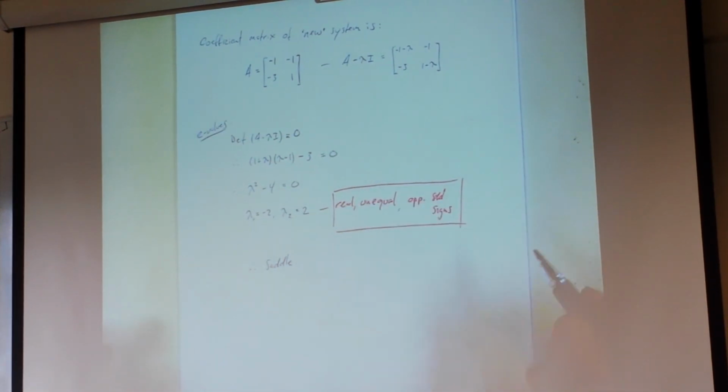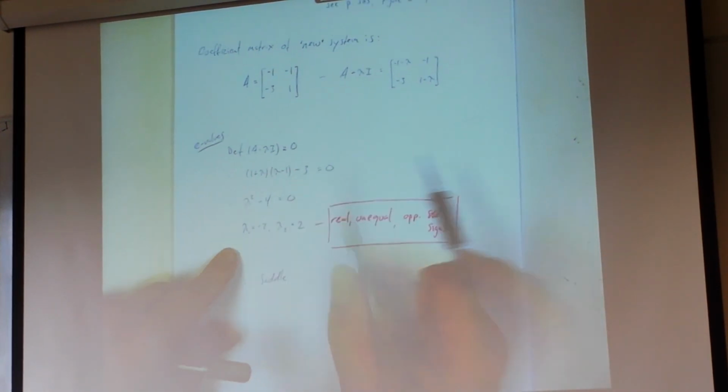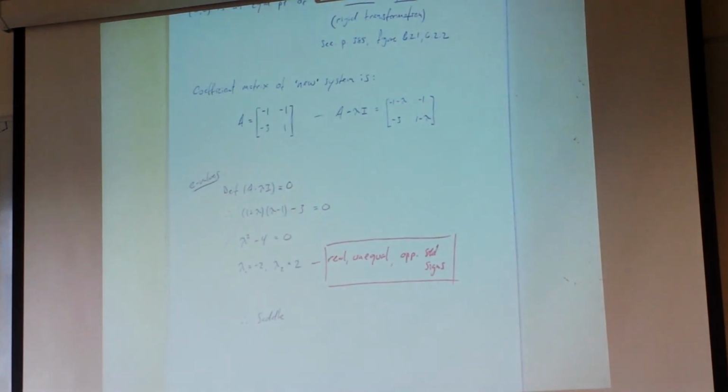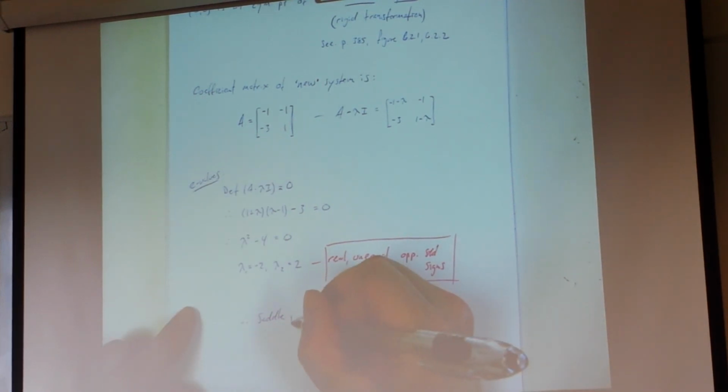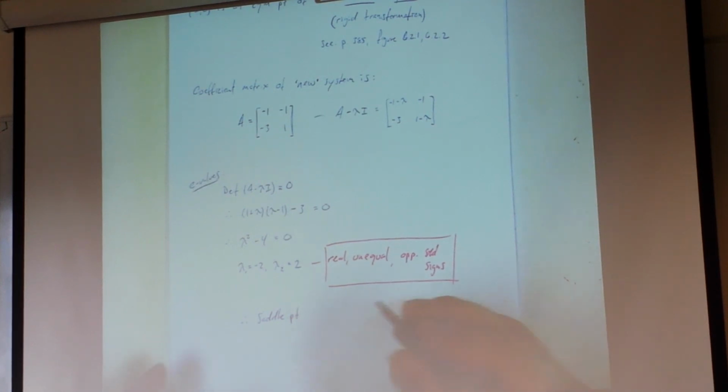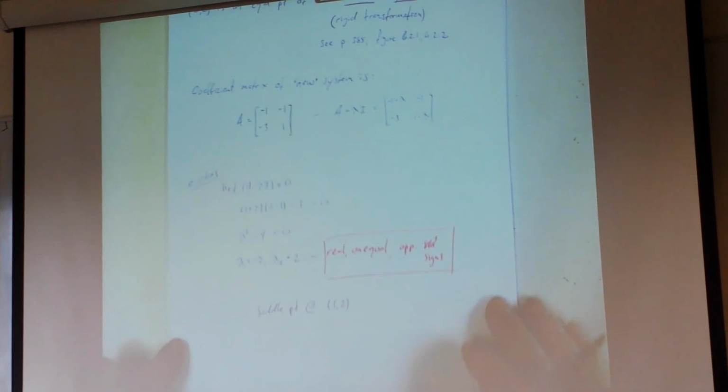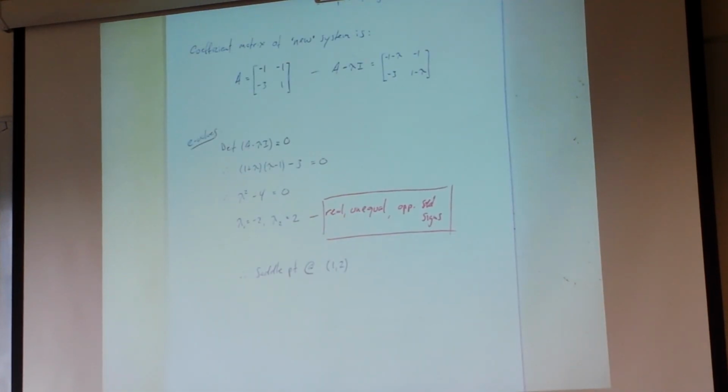Now, once I've done that, I abandon the solution at 0, 0. It's not at 0, 0 anymore. We just shifted it over so we could use this eigenvalue method. But it's going to be a saddle point, which is always unstable. Saddle point at the original 1, 2. All right. So there was another example, but it's basically the same, so we'll just skip that. Save the time.